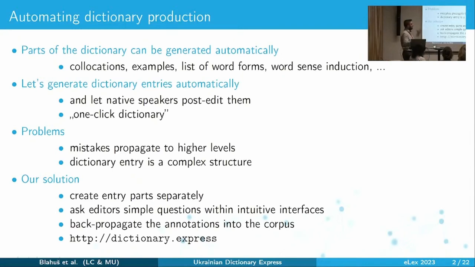So we thought: let's generate the entries automatically, and let the native speakers or lexicographers just post-edit the automatic entries. Maybe some of you have tried the one-click dictionary feature available in the Sketch Engine, which is quite experimental, but it has some problems, because mistakes from lower levels like lemmatization and tagging propagate to higher levels, and if you have bad annotation on the morphological level, you cannot end up with a high quality dictionary.